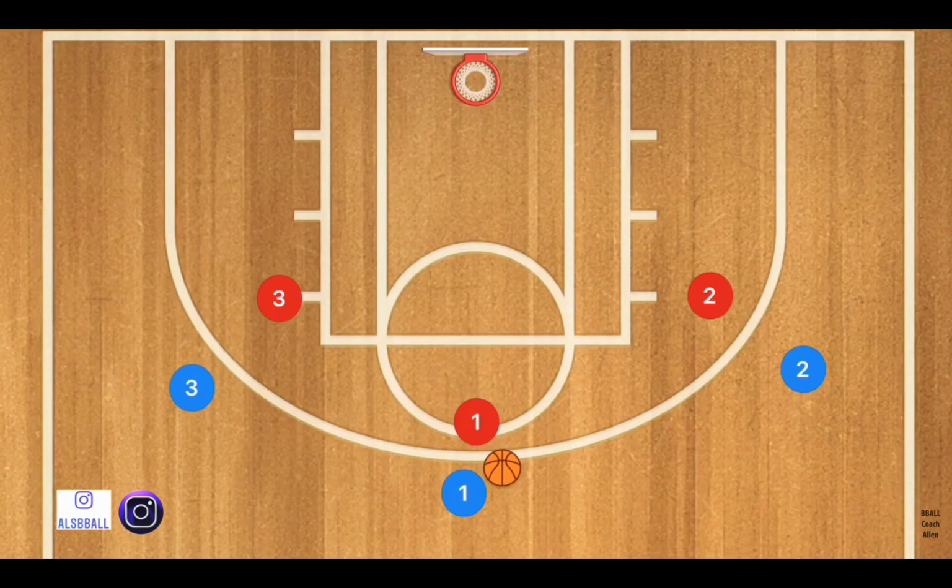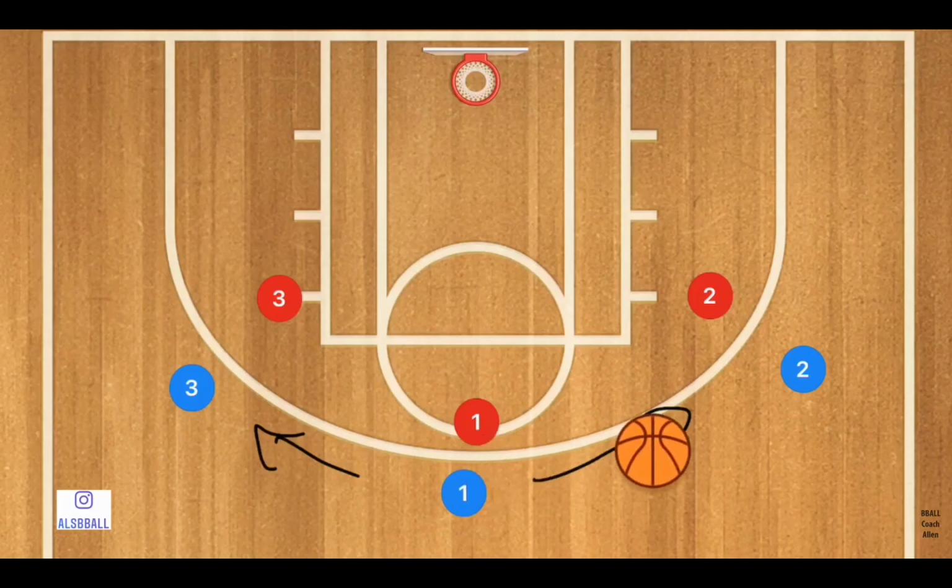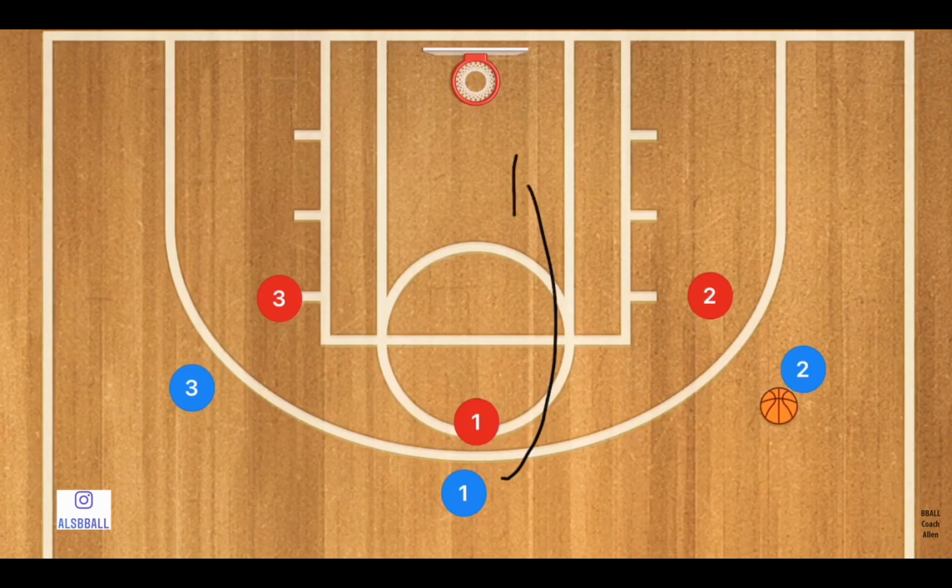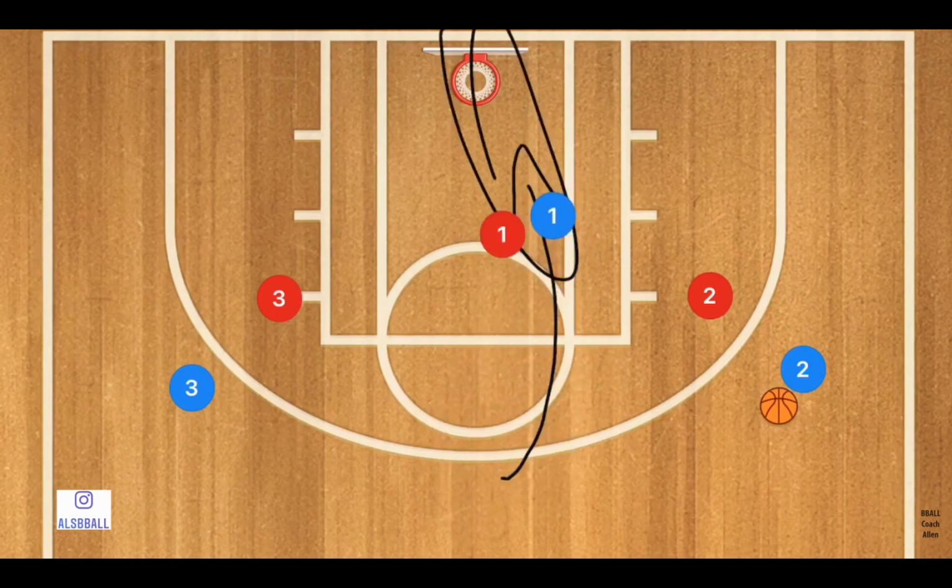Basically, what's going to happen is player 1 can pass to player 2 or player 3. Let's say, for example, he passes to player 2. After that pass, he's going to cut towards the rim, and now he may be open for that layup. But now we have that spot open and no easy way for player 1 to get back to that spot.